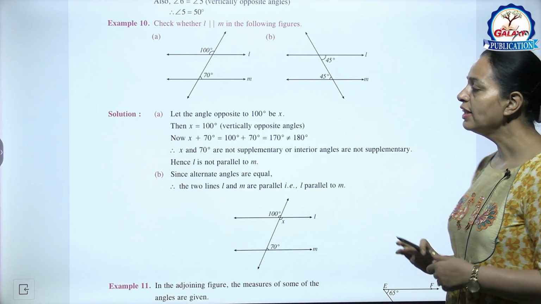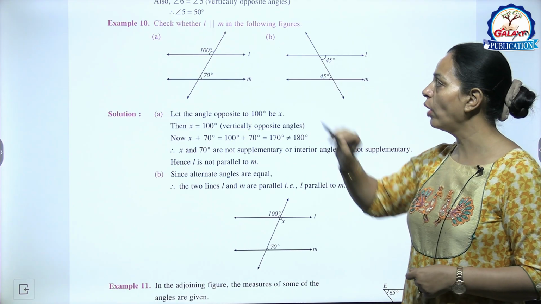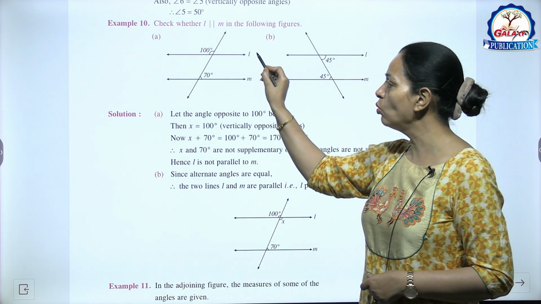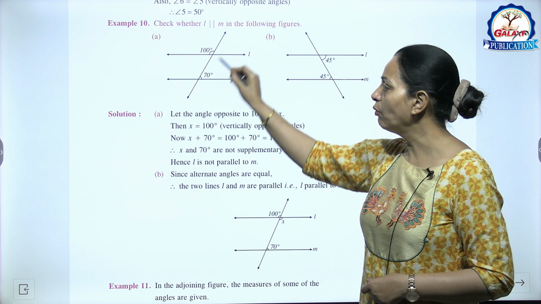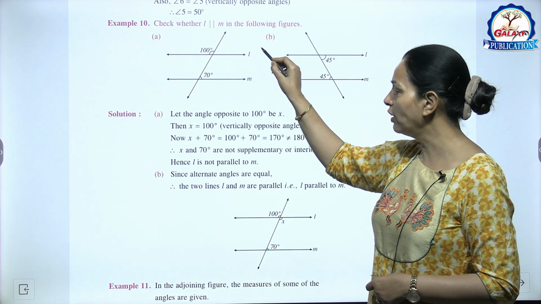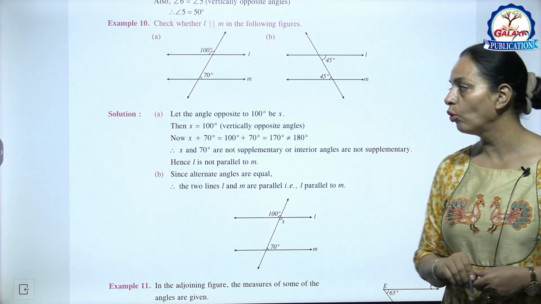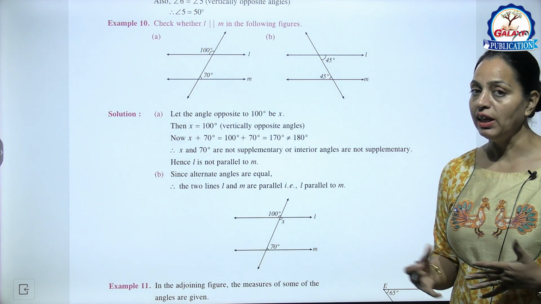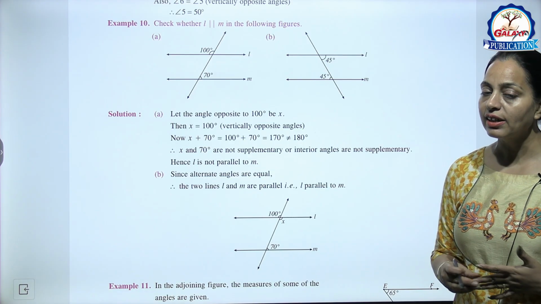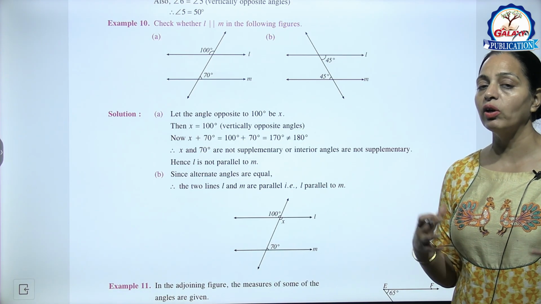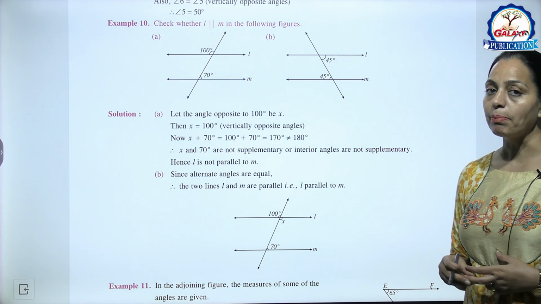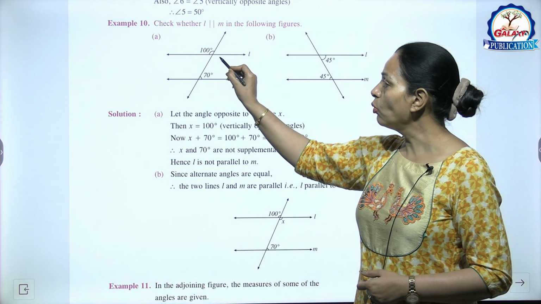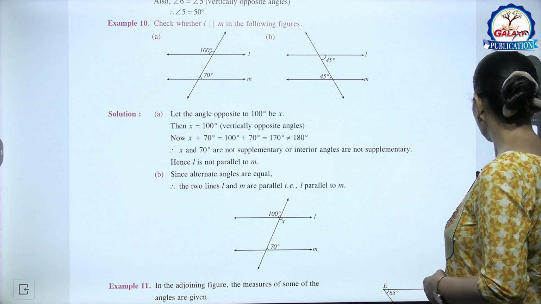Now example 10. Check whether L is parallel to M in the following figures. See A part, here you can see two lines L and M and one transversal. We have to check whether L is parallel to M or not. So when will two lines be parallel? If corresponding angles are equal or alternate angles are equal or interior and exterior angles are what? Supplementary.